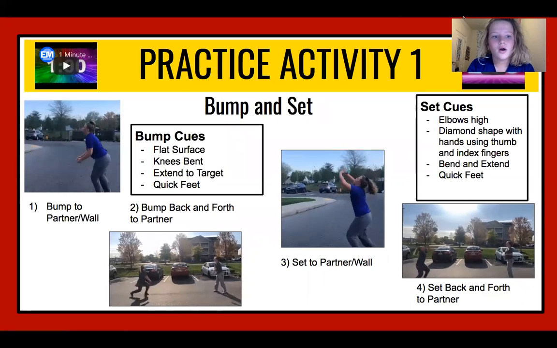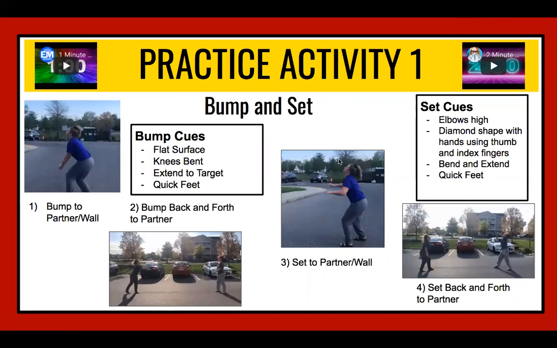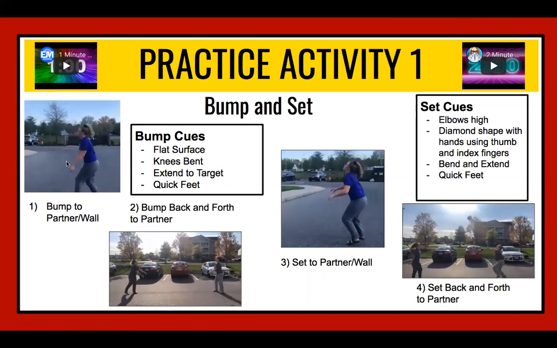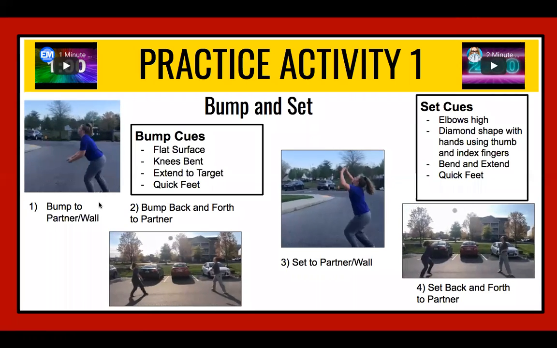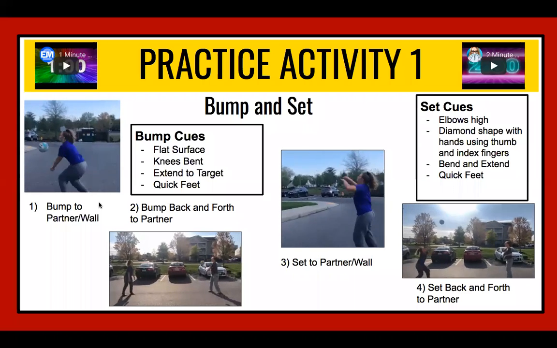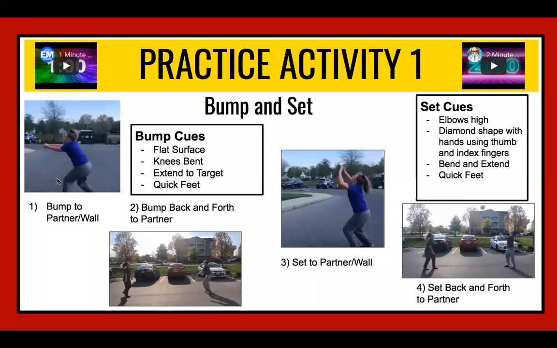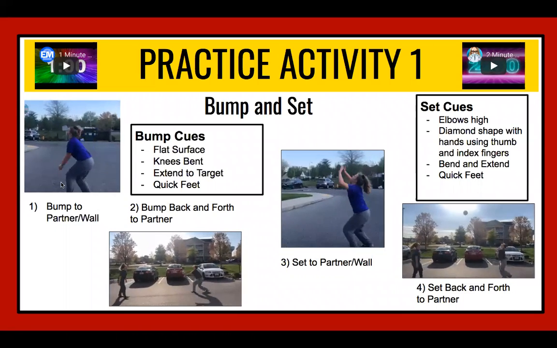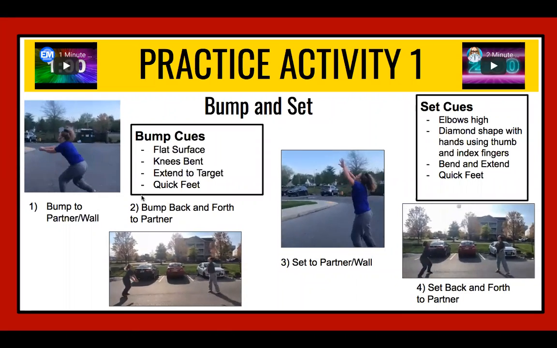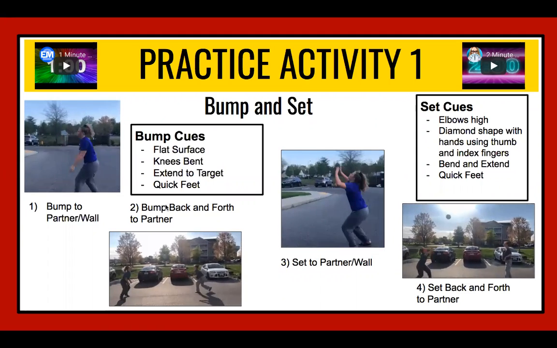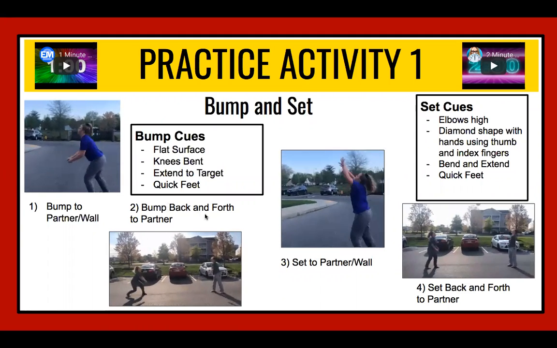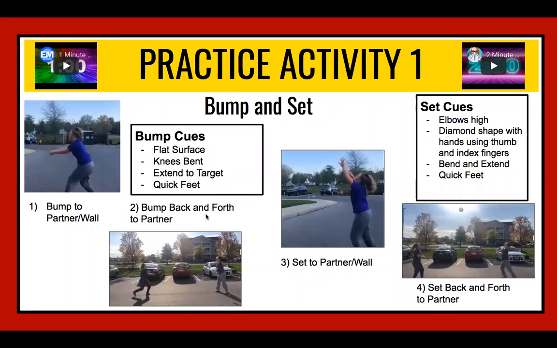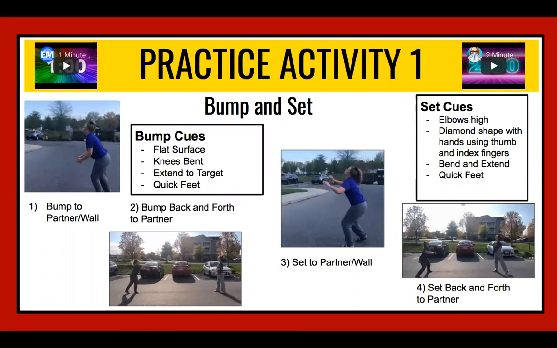Okay, so the bump cues are you have a flat surface, you bend your knees, you extend to the target, and you make sure you use quick feet when getting under the ball. So if you look at the GIF to the left, you'll see that I have created a flat surface with my arms. As the ball is coming in, I'm using quick feet to get underneath the ball, and I'm keeping my knees bent. And after I hit with my flat surface, I extend to the target.